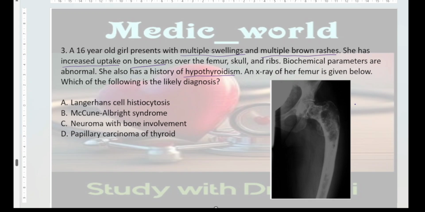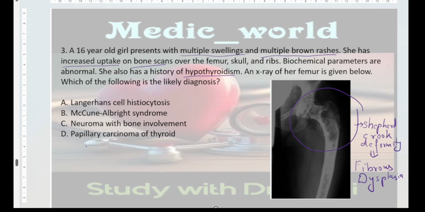First of all, let's see the X-ray. Here in the X-ray, we can see the Shepherd's crook deformity, which is seen in fibrous dysplasia. And according to the question, we can see there are multiple brown rashes, meaning cafe au lait spots. These are the multiple brown rashes.